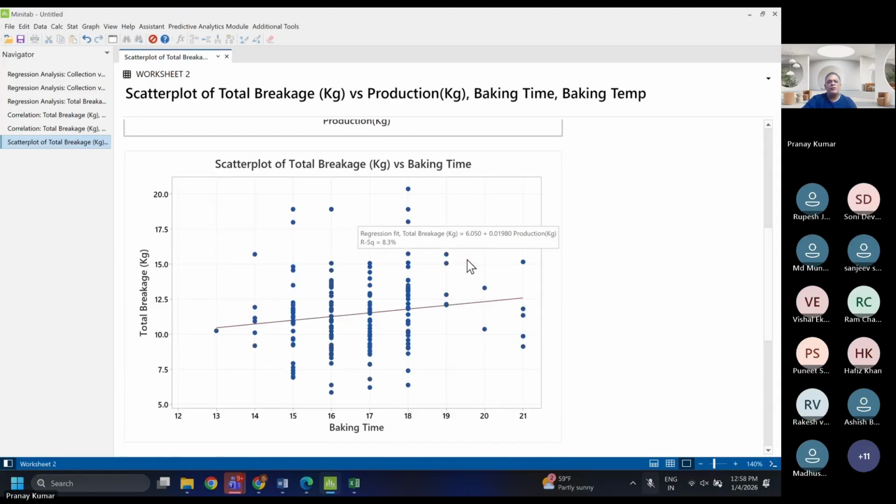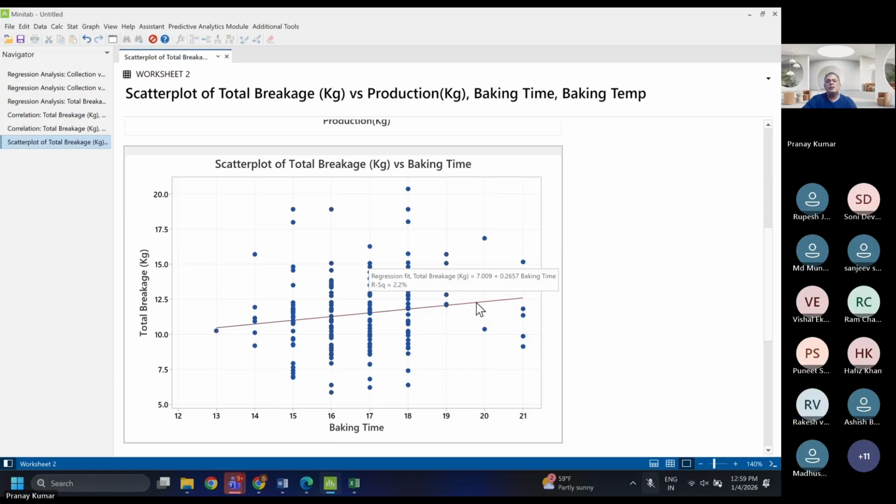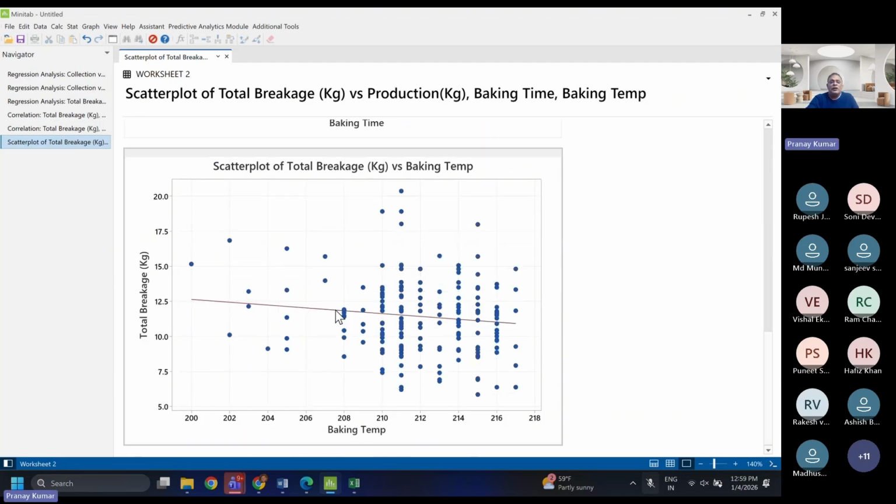Yes, sir. Now look at this. Baking time, almost negligible impact, 2%. No, 2.2 R square. Very, very mild positive correlation. Third, this is going down. Baking temperature. Get me the R square value, please. Very little, but baking temperature is negatively impacting your breakage. While the impact is very, very less, it is only 1.5%.